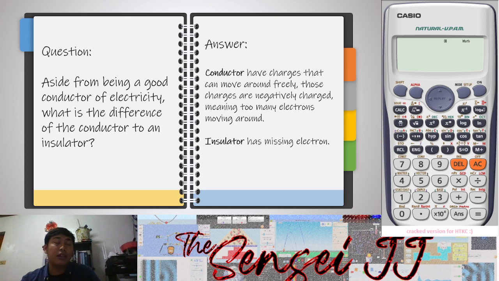On the scientific side, when you check the electrons in an insulator, for example wood, there are missing electrons or a minimum amount of electrons in there.